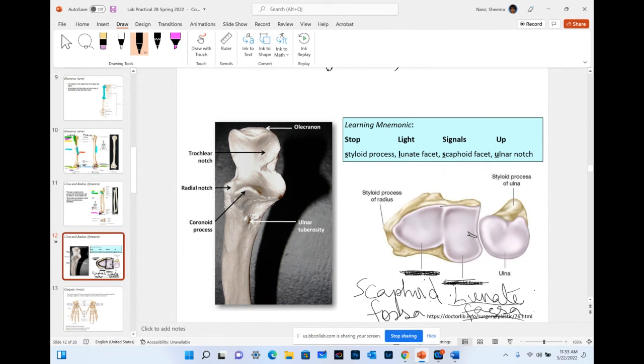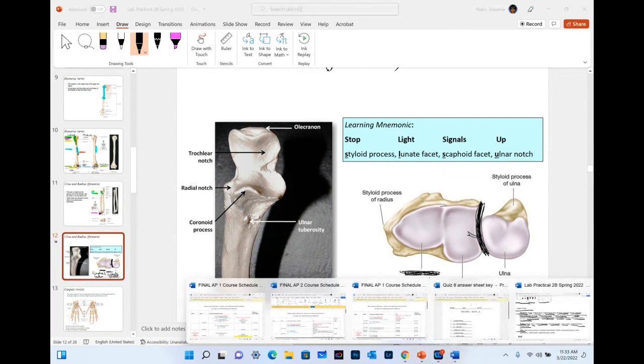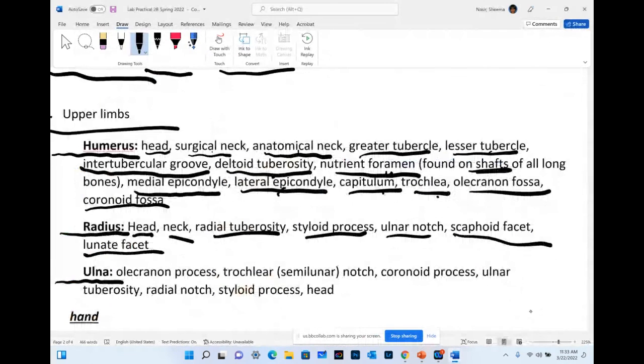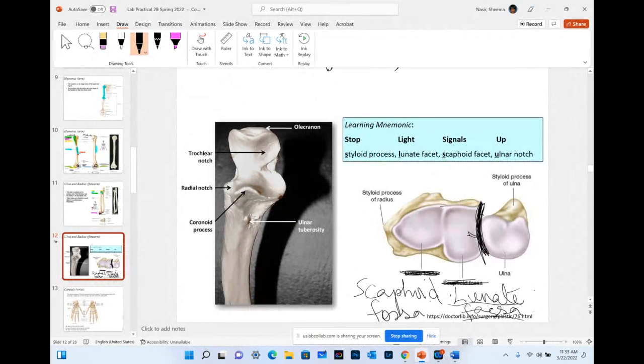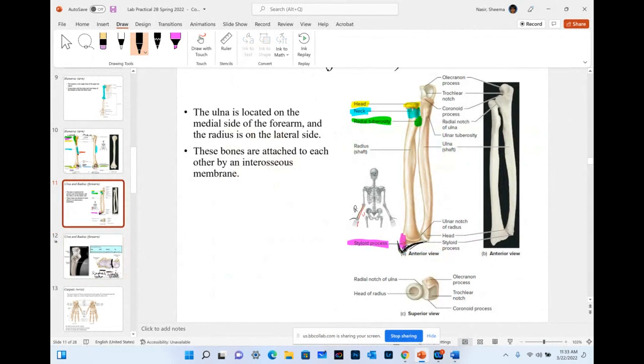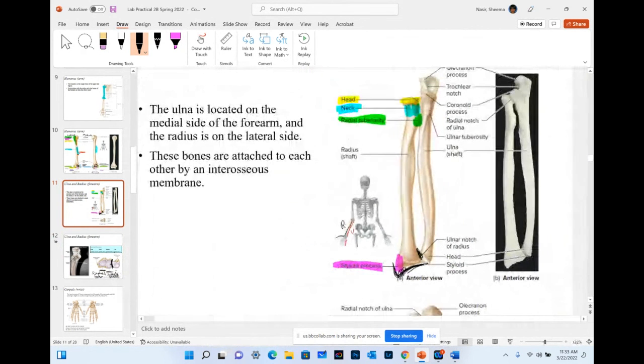Now, you see this part, the dented part, the concavity. This is called your ulnar notch. So this right here is your ulnar notch. This part right here is the ulnar notch where ulna is articulating. Do you see that?